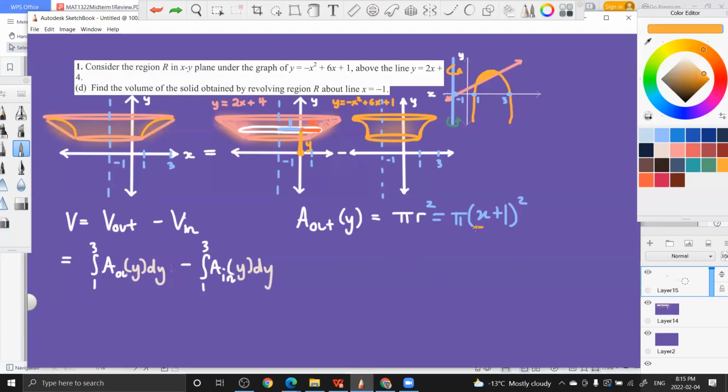So what is x? We want the function to be in terms of y, but this is x, so we have to convert it to y. We know that the function is y equals 2x plus 4. So y minus 4 is equal to 2x, and x is equal to 1/2 times y minus 4. You guys agree? We can also write this as 1/2 times y minus 2, if you prefer.